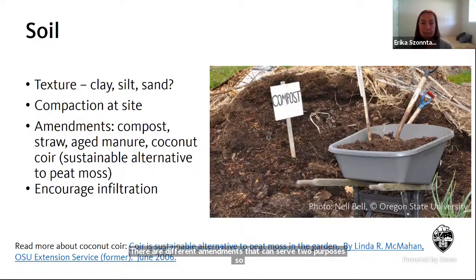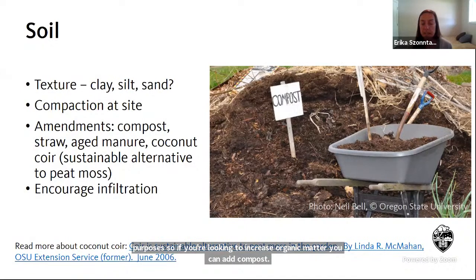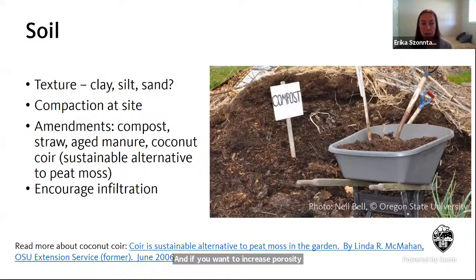So if you're looking to increase organic matter, you can add compost. And if you want to increase porosity, like if you've got a lot of clay, you can add some coconut coir or compost as well. And so coconut coir is a sustainable alternative to peat moss. And if you want to learn more about it, I put a little article at the bottom here for those of you who are interested in reading.